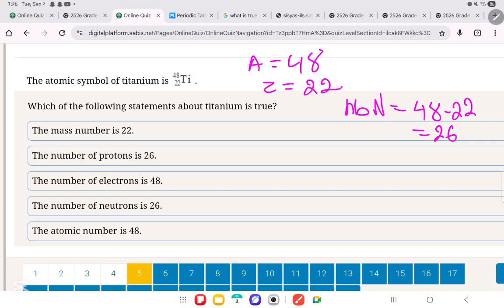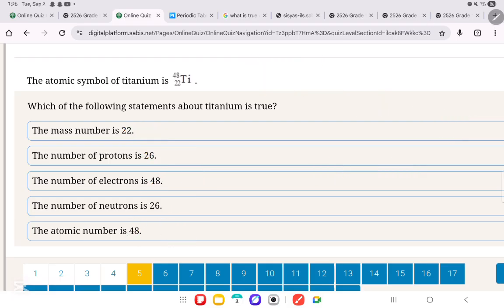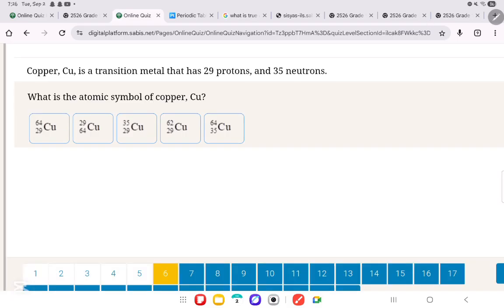And let's find the number of electrons. Because it's a neutral atom, the number of protons is the same as the number of electrons, so it is 22. Let's see the options. We have that the mass number is 22. No, the mass number is 48. Number of protons is 26. No, it's 22. Number of electrons is 48. No, it's also 22. Number of neutrons is 26. This is correct. And then the atomic number is 48. No, it is 22. So the only correct thing we have is the number of neutrons, which is 26.